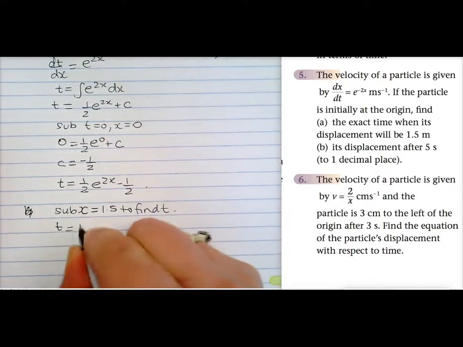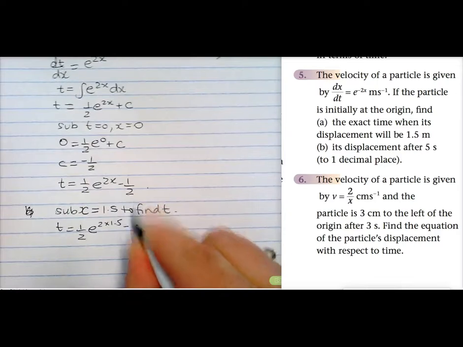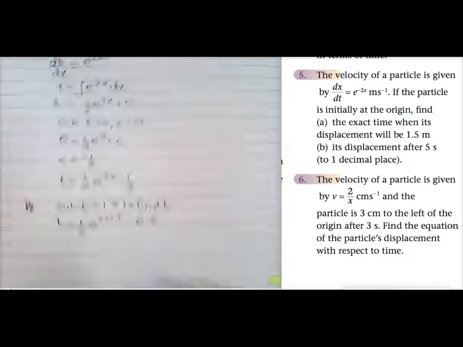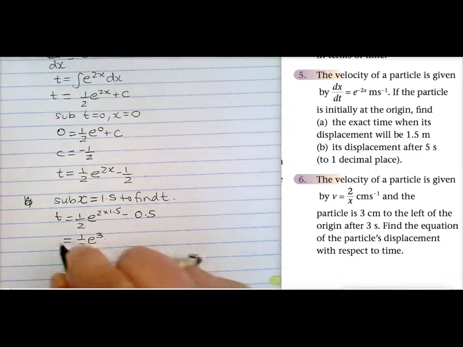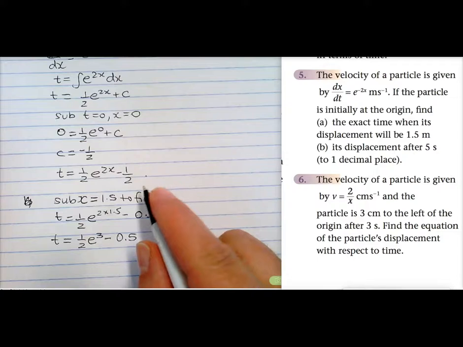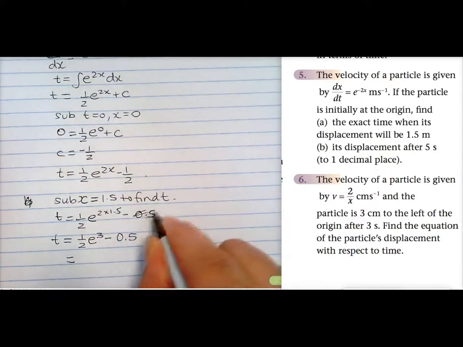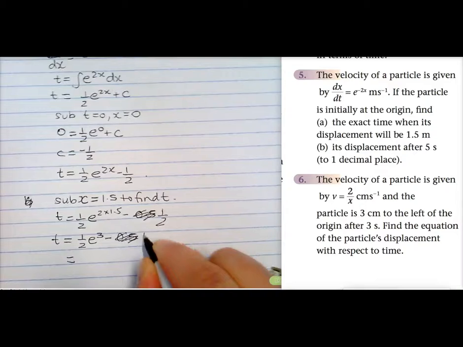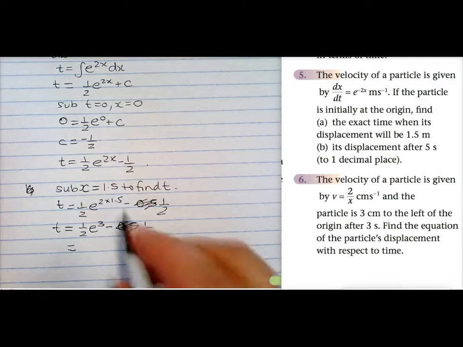So we've got t is a half e to the 2 times 1.5 minus a half. I'm going to write a half as 0.5. So it's a half e cubed minus a half, exact time. Actually keep that as a half if they want exact. And how do you write that nicely? So it's a half e cubed minus a half.